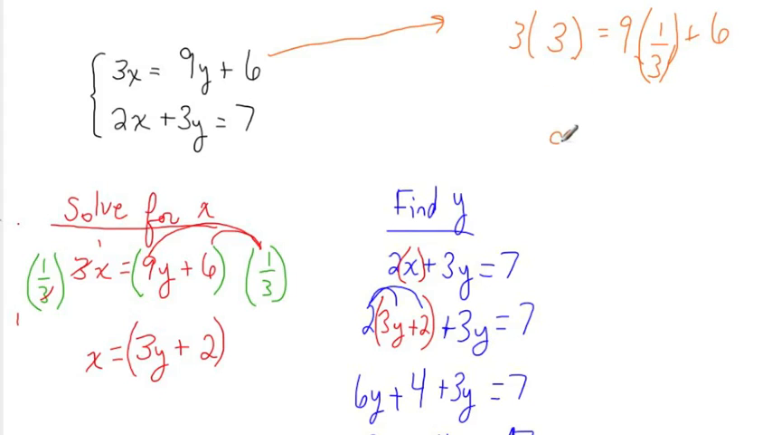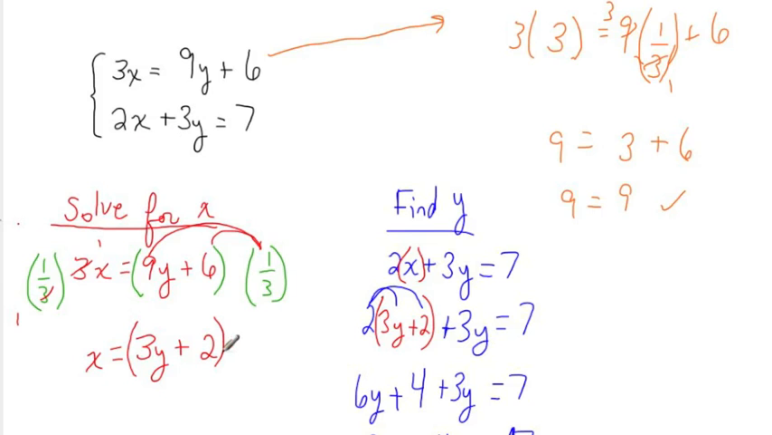Three times 3 is 9. 9 times 1/3 is 3. And the left-hand side is simplified. 3 plus 6 is 9. Sure enough, we got a true equation. 9 equals 9. So we have just proven that the ordered pair that we found satisfies the first equation. I will leave it to you to prove that it satisfies the second equation.